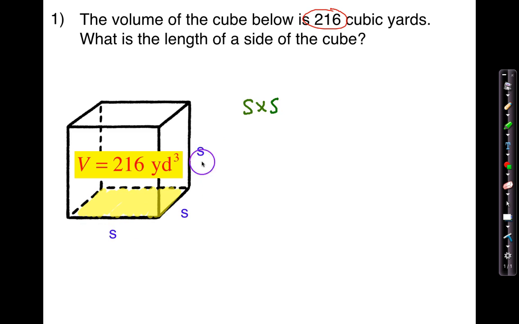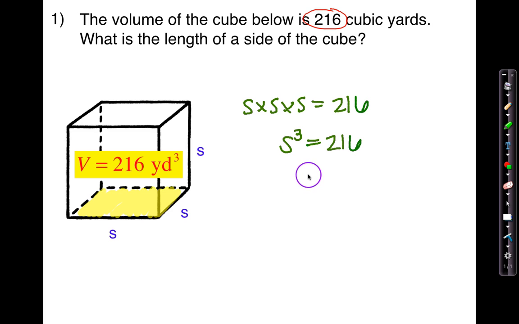That's the area of this base, but I have to multiply it by the height, which is another S. And this is going to equal 216. Well, S times S times S is S cubed. So if S cubed equals 216, what is S?